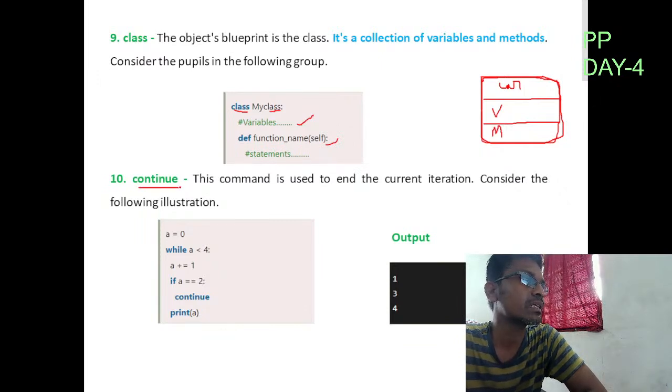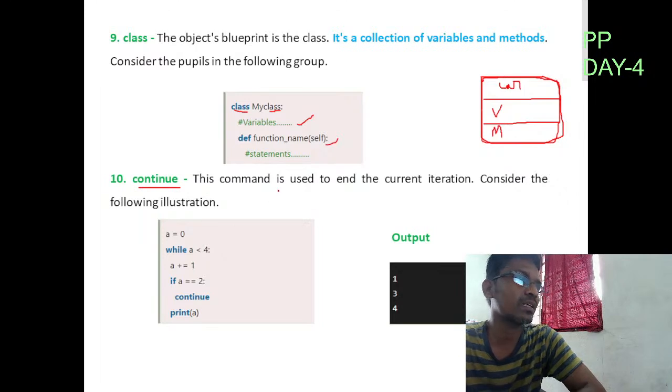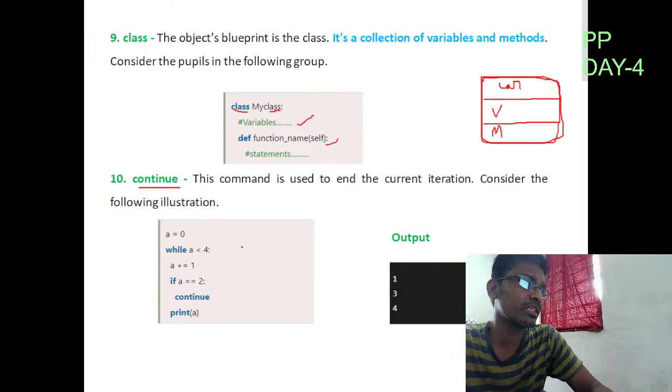Next one, the continue statement. The continue statement is used to end the current iteration and continue with the next iteration. For example, a is equal to 0, and while a less than or equal to 4, colon, it will increment the a value, and if a is equal to 2, then it will continue to the next iteration, and it will print the a value.